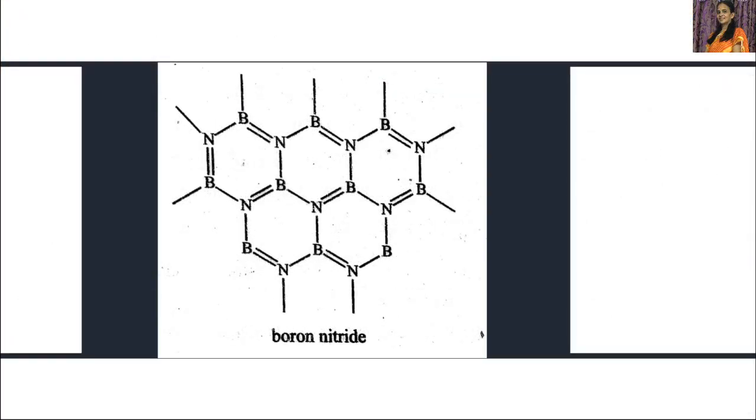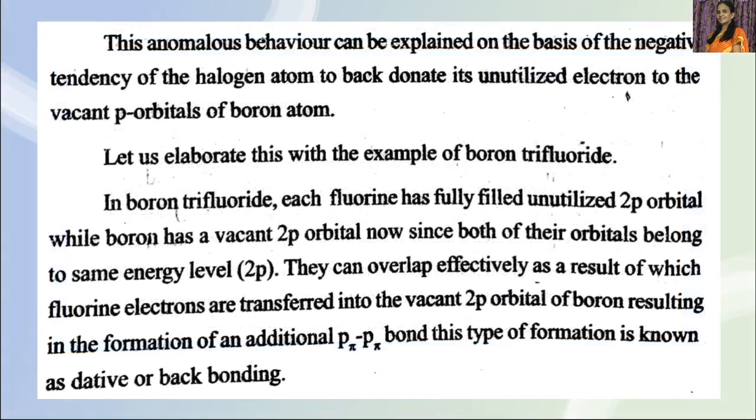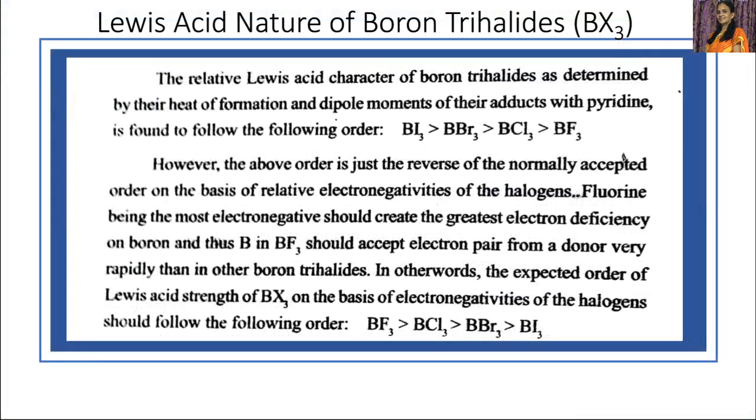About BF3: BF3 is a weaker Lewis acid than BCl3. Explain. This we have already discussed. Why? This we can explain based on back donation. Next, what are hydrides? Account for trivalency and monovalency of boron, aluminum, gallium, indium, and thallium. This we can explain based on the inert pair effect.